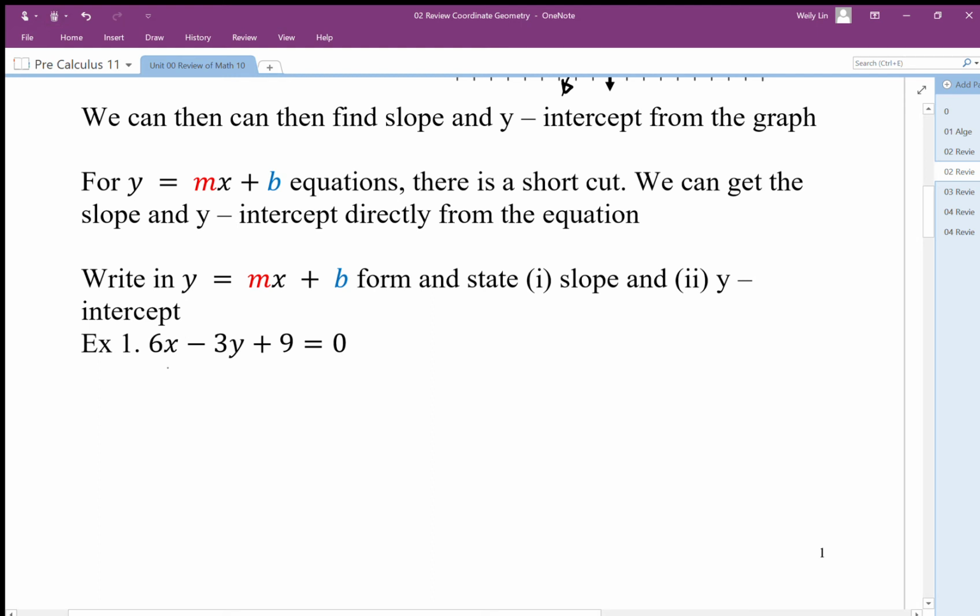So when I rearrange this equation, I'm just going to solve for y. I'm going to move the 3y to one side, and I get 6x plus 9. Divide both sides by 3, so I end up with 2x plus 3. And by doing so, now we can identify the slope and y-intercept. Here's my slope of 2, and the y-intercept is going to be at y equals 3. So that's my slope. Slope equals 2. The y-intercept equals positive 3.